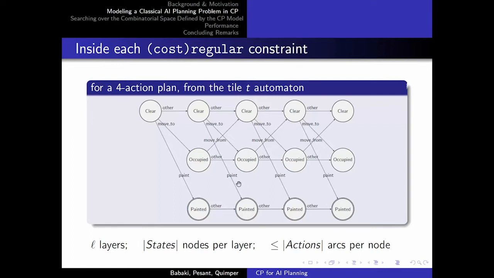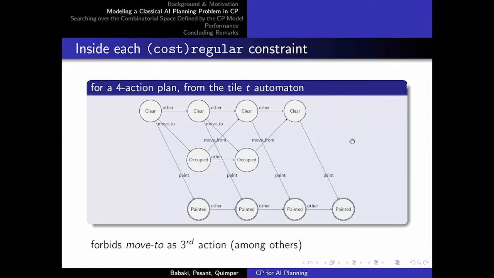But because it needs to finish for a valid plan, tile T needs to be painted, so in the last layer only the painted state is valid. The others will not correspond to a valid plan from the perspective of that tile T. So we can clean up, and that's what happens in those regular constraints. Now, this is not something that's going on particularly for planning. It's just in general what the algorithm does inside that constraint.